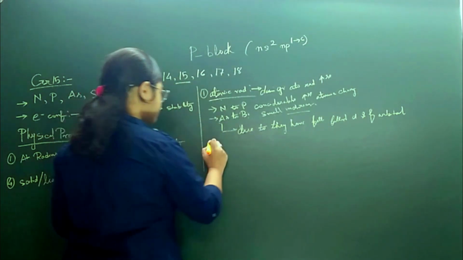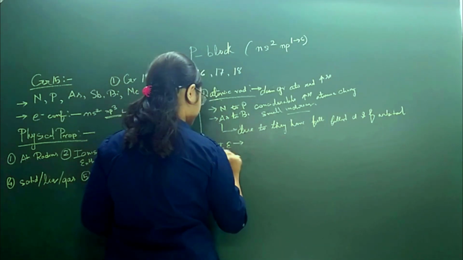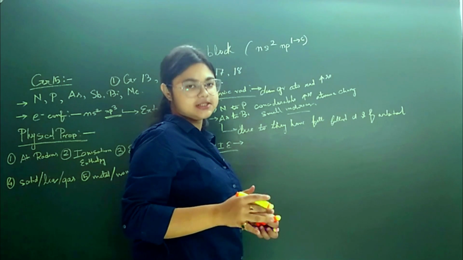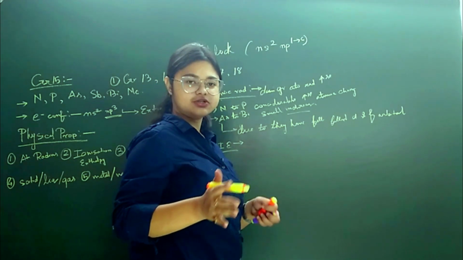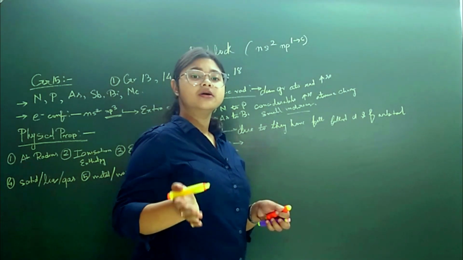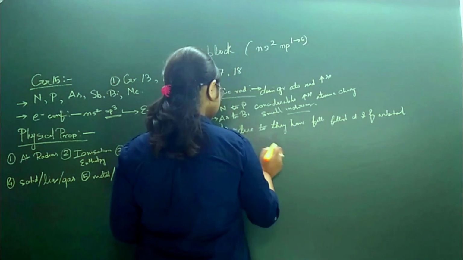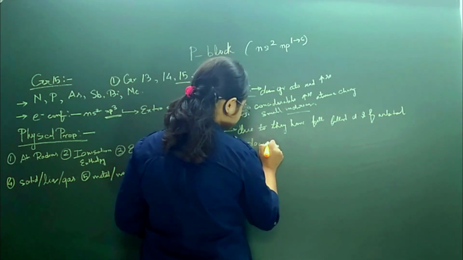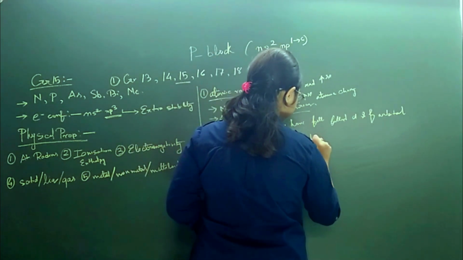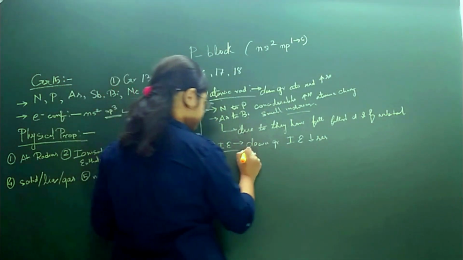Then the next point is ionization enthalpy, shortly IE. As atomic radius increases down the group, the attraction between the nucleus and electron becomes weaker, and the energy required to release the outer electron is much less. So we can say that down the group ionization enthalpy decreases. This is the basic character, the first point.